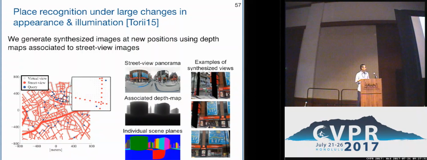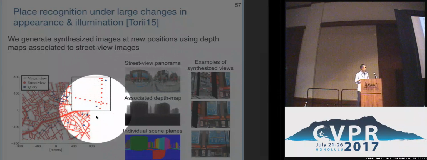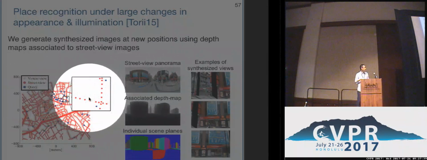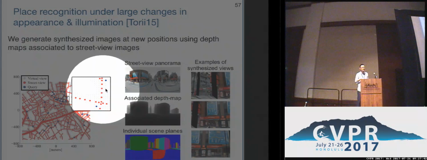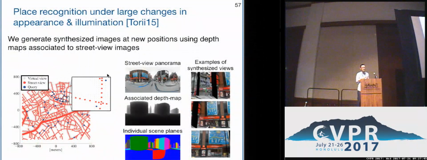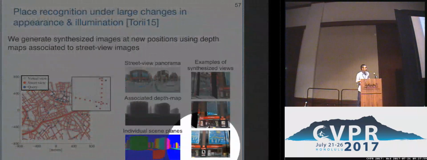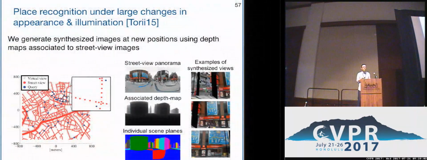Originally we have these street view images on the red dots, but we generate synthesized images on the gray dot positions. To do that, we use the depth map associated with the panoramic images of the street view. Actually, you can get a depth map from the street view as well. Then we generate this kind of synthesized images. We did quite naive synthesis, so there are many holes and the quality is not that great, but this is already sufficient for the place recognition task.